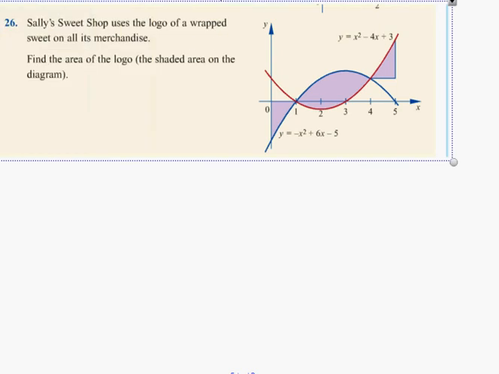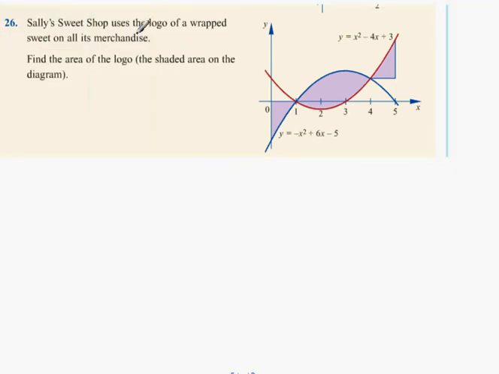Okay guys, so Sally Sweet Shop used the logo for Rap Sweet on all his merchandise. Find the area of the logo, okay? If I'm looking to pick up easy marks, I'm going to go for area 1 first. Area 1 is pinned into the x-axis, so it's y dx, and it's from 2 different limits.